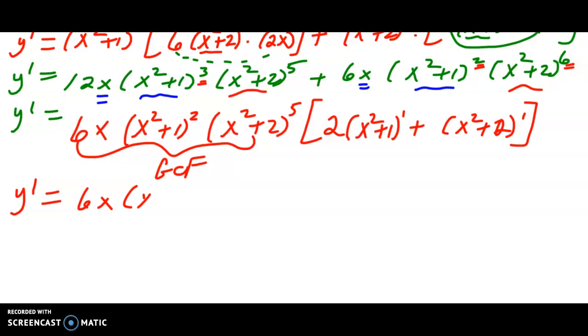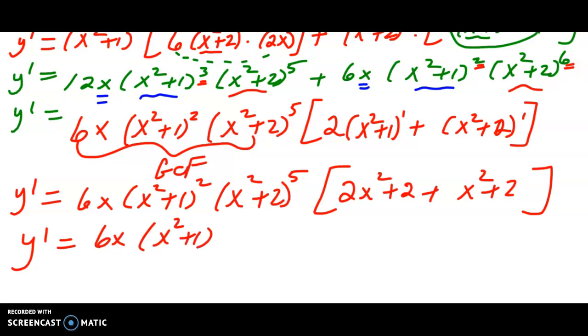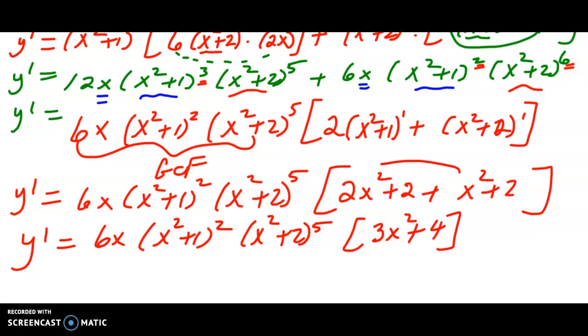So leave this alone, your GCF. You're not going to expand it. We're just going to leave it as it is, but we're going to look at our simplified bracket. We have 2x squared plus 2 added on to x squared plus 2. So your final answer when you work out those brackets will be 2x squared with that x squared will give you 3x squared plus 4. And then we're done.